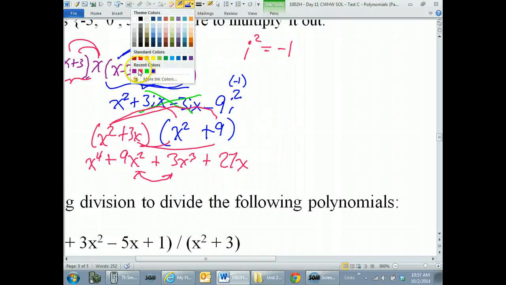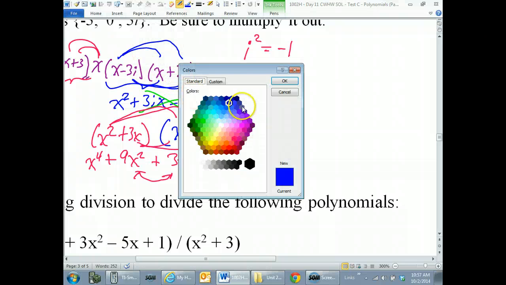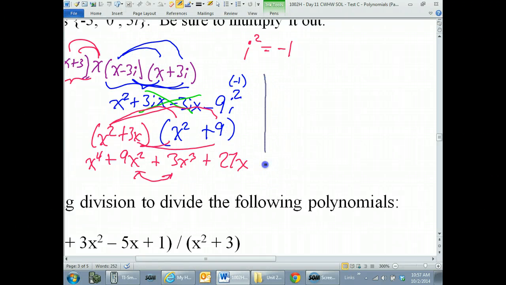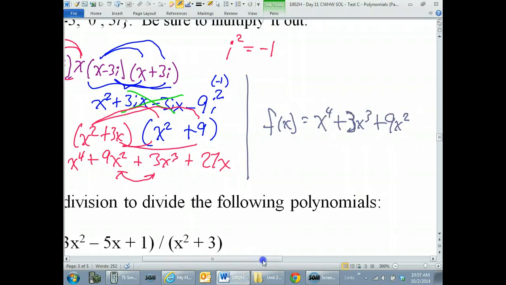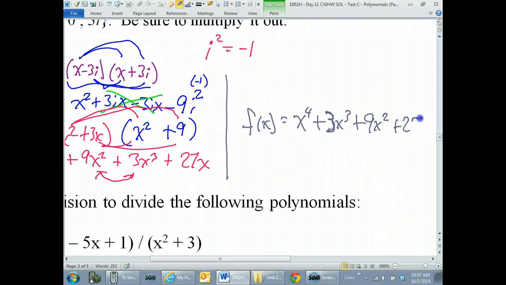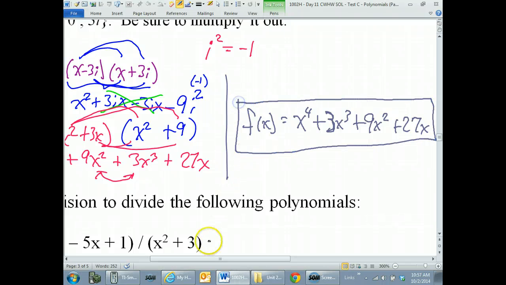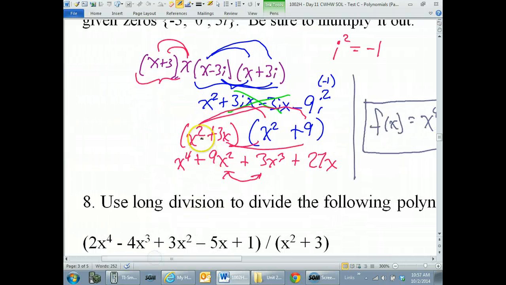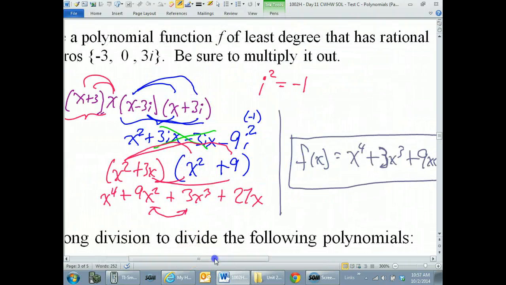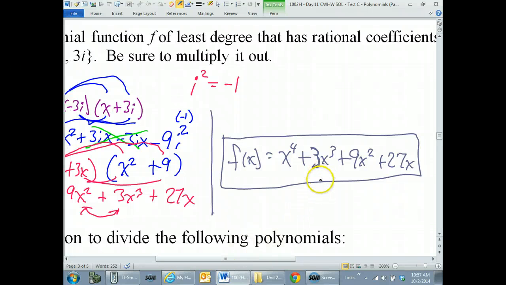So f of x equals x to the 4th power plus 3x to the 3rd power plus 9x squared plus 27x. Okay, so that would be the answer to number 7. All right, any questions on number 7?